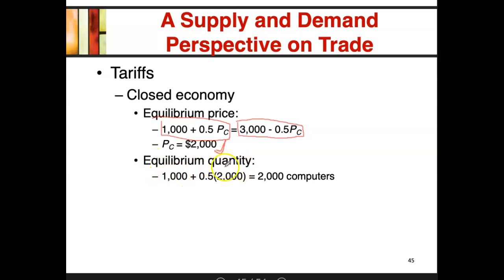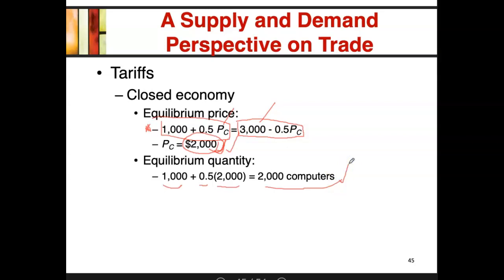And we can find the equilibrium quantity. All we have to do is plug this 2,000 into either one of these equations. Okay, so we chose this equation, right? So then we have 1,000 plus 0.5 times 2,000 equals 2,000 computers, okay? So the price of a computer in this closed economy is going to be $2,000, and the amount of computers going to be produced is 2,000 computers, okay?